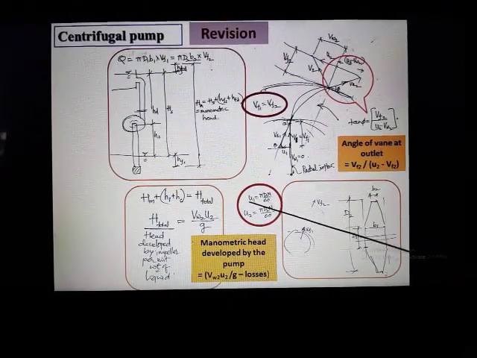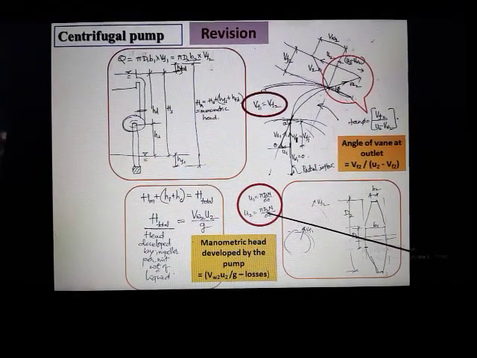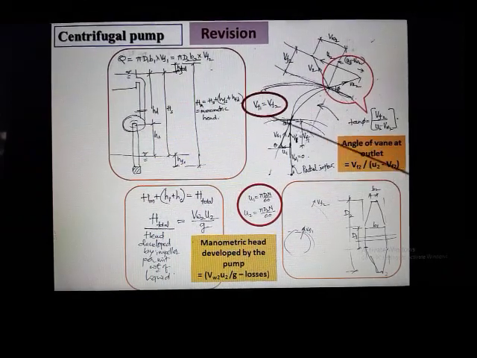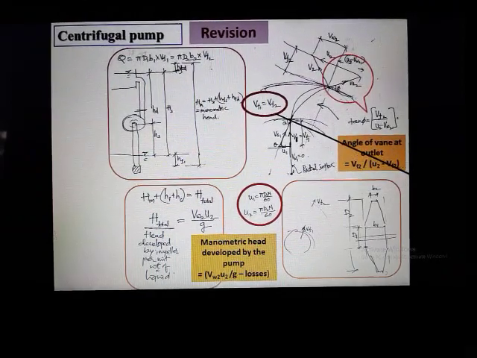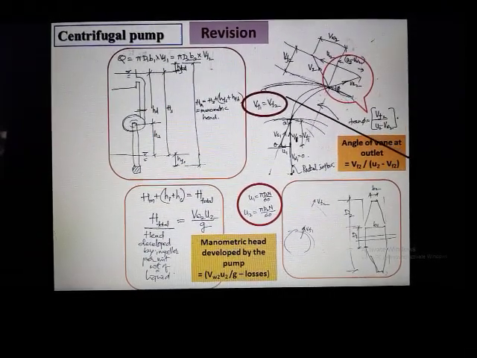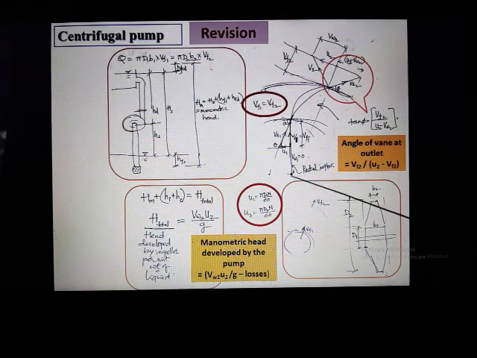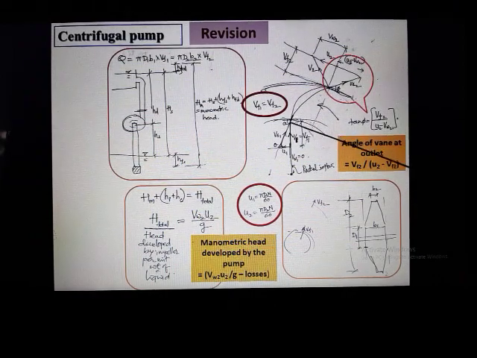Then these equations we know: U1 is equal to pi d1 N by 60, U2 equal to pi d2 N by 60. And generally in the design of centrifugal pump, it is kept that velocity of flow at inlet is equal to velocity of flow at outlet. This is the picture which shows inlet velocity triangle, outlet velocity triangle. The center of rotation is over here. This is the radial direction. This is also a radial direction.